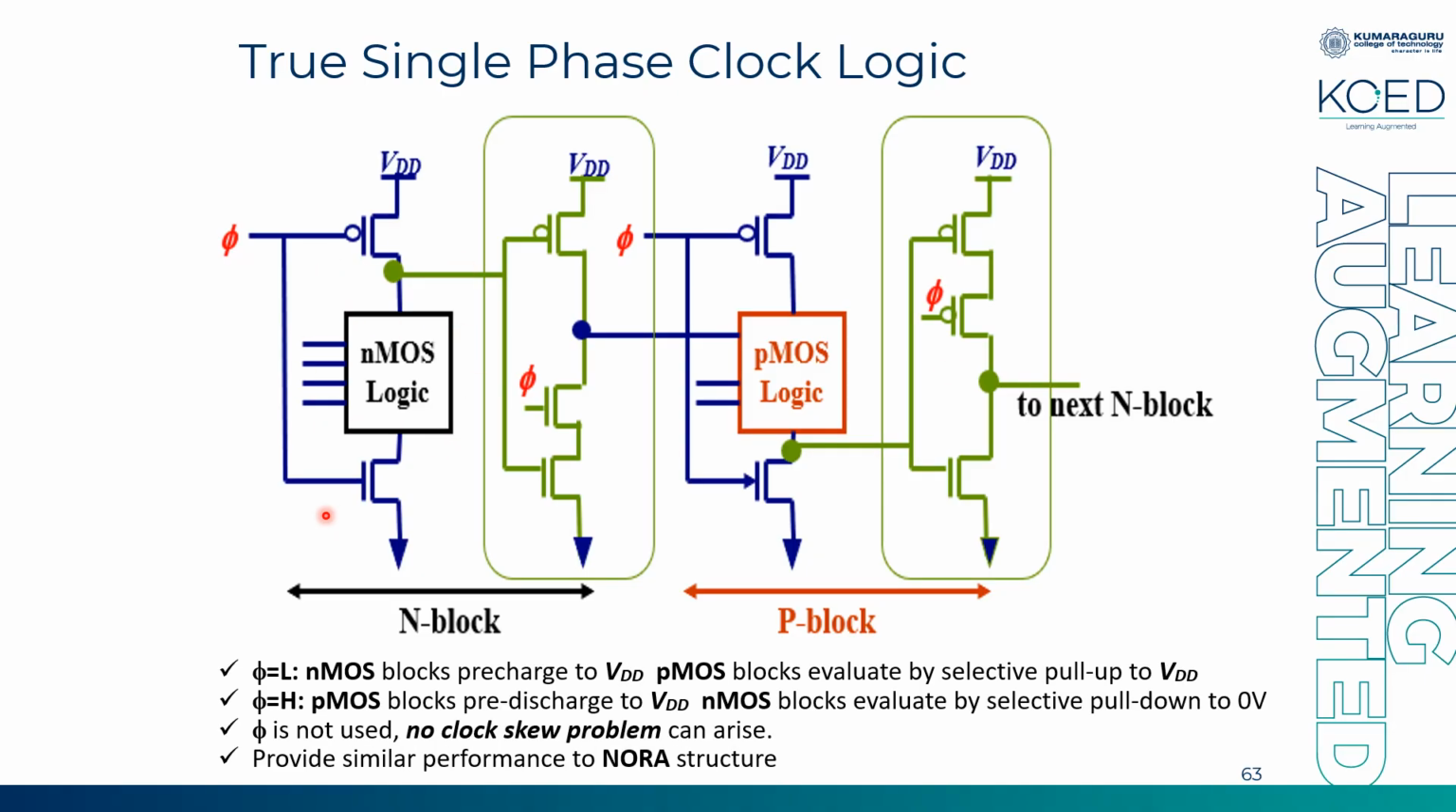Okay, so similar working: when clock is low, your pre-charge happens. Okay, and this block will evaluate, this block will pre-charge. அதே மாதிரி இங்க clock வந்து ஹையா இருக்கும்போது இது வந்து pre-discharge ஆகும். Okay, and these blocks will evaluate. Okay, so here φ only is used, φ bar is not used. Okay, and these also provide pipeline structure கொடுக்கும். So exactly similar to NORA it will operate.